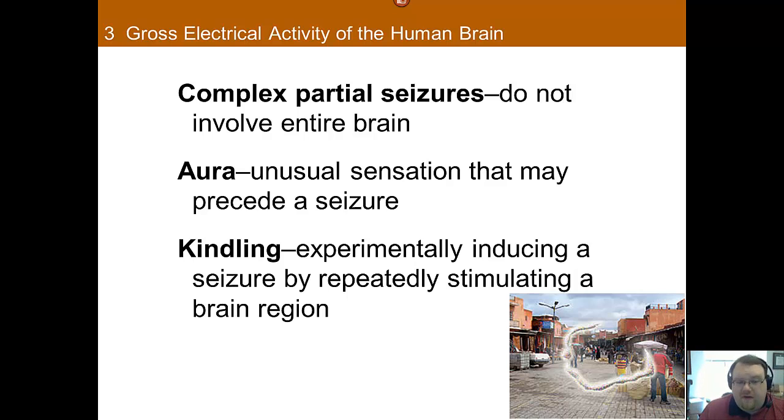Kindling is a breakthrough finding by McNamara, in which he found that by repeatedly stimulating parts of the brain with sub-seizure electrical impulses, over time those areas became more sensitive and more seizure-prone. So it's thought that this may help explain how people may develop seizures and also how those seizures may change over time.